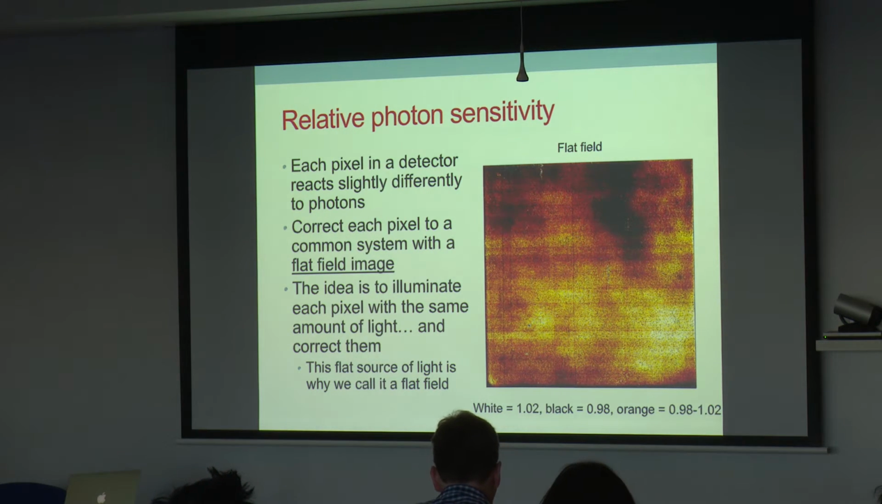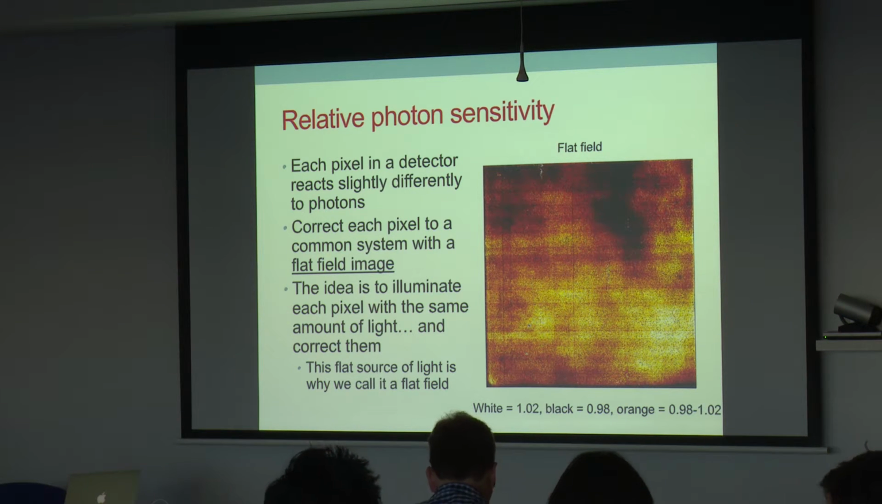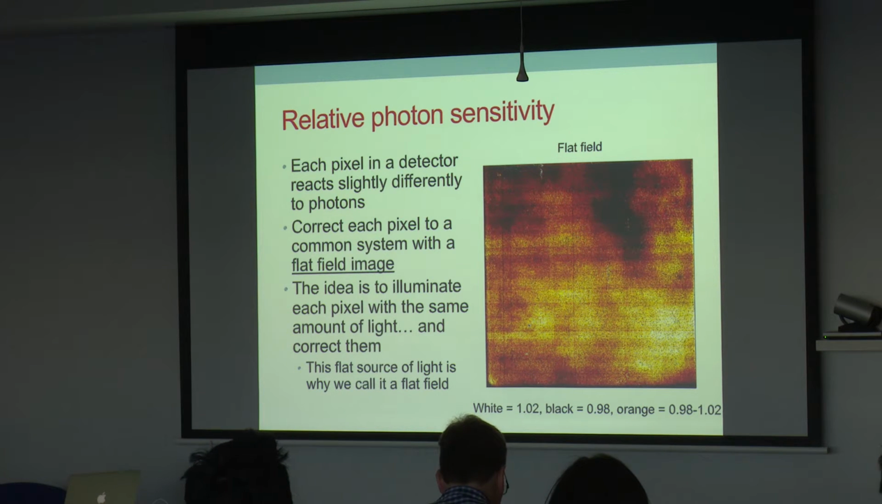So determining how each pixel behaves relative to the next one is related to its sensitivity. To correct for this, what you need to do is take a flat field. So this is taking an image of something that's producing, in a spatial sense, an equal amount of photons. So every location has the same amount of photons coming out of it. And so when it hits your detector, each location is roughly receiving the same number of photons, but how each individual pixel behaves differently comes out. And that's what's shown here.